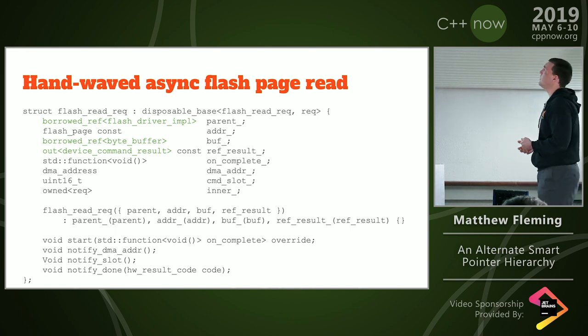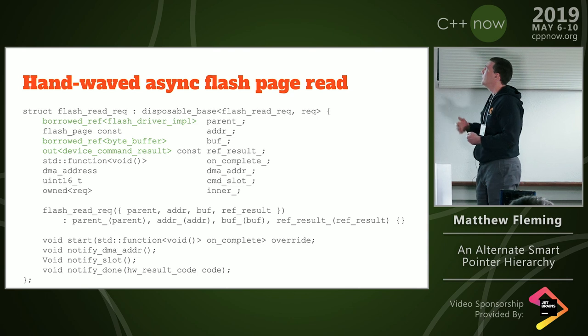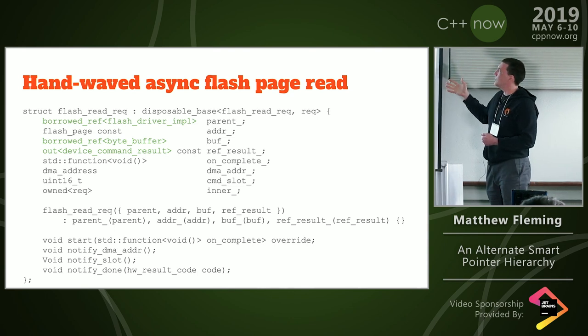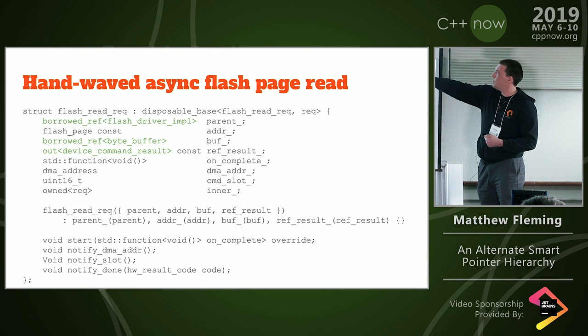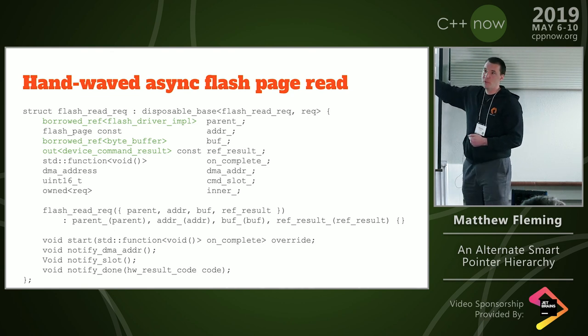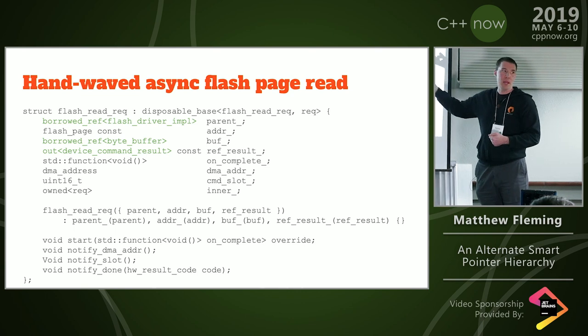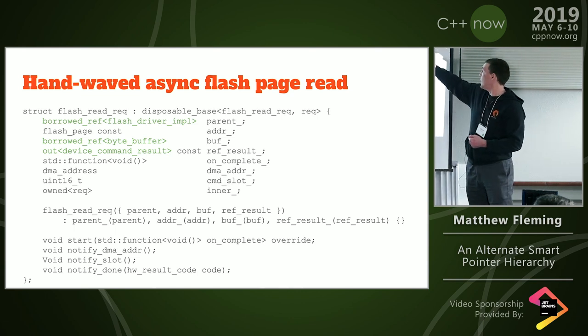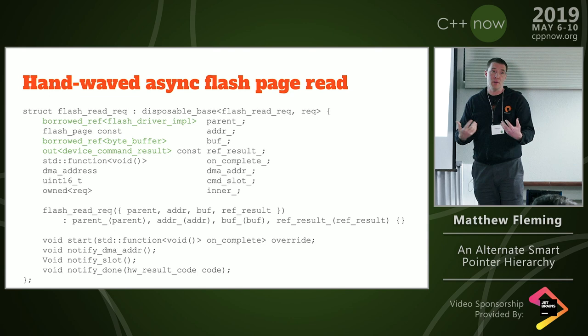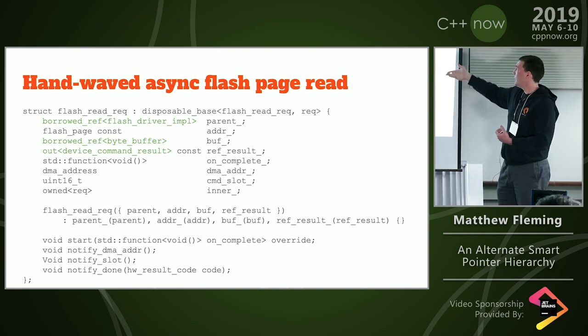So, hand waving a little bit of stuff, this is still slideware. This is essentially how I would implement reading from Flash. My actual implementation type, Flash read rec, inherits from disposable base because I just want the default behavior of deleting myself. And my interface type is rec, because I need the rec interface, not just the disposable interface.